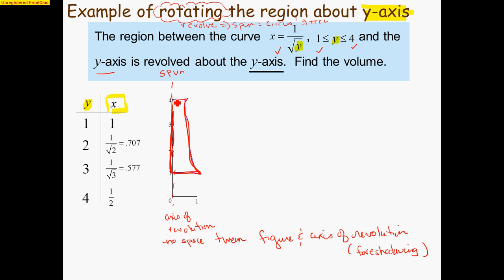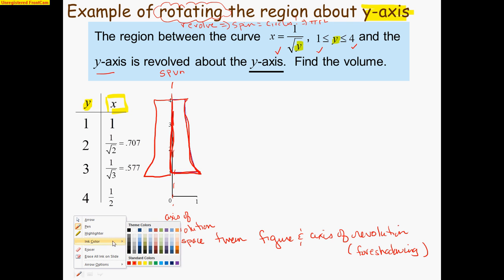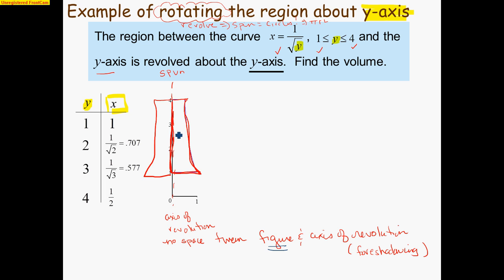So draw the image. Always draw your representative disk to the real figure, not the image. So I'm going to draw a disk from the axis of revolution out to the function. So notice that my little radius is perpendicular to the y-axis. Still perpendicular to the axis of revolution, but my axis of revolution is the y-axis.